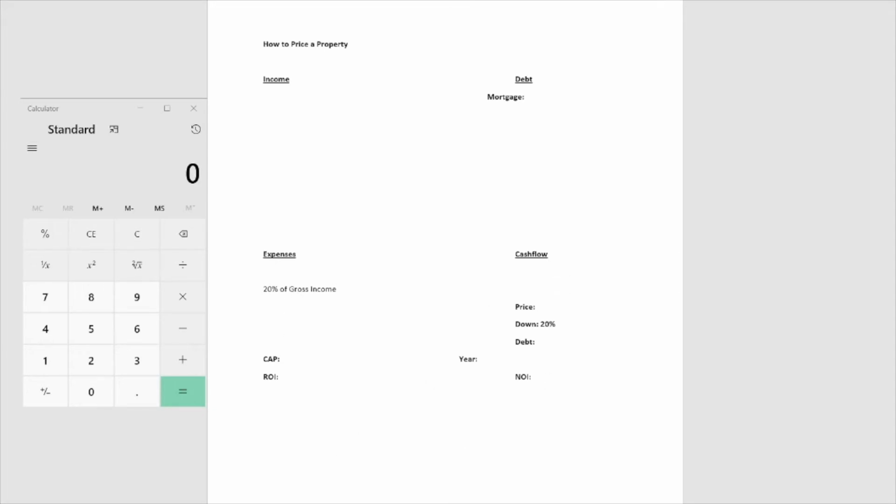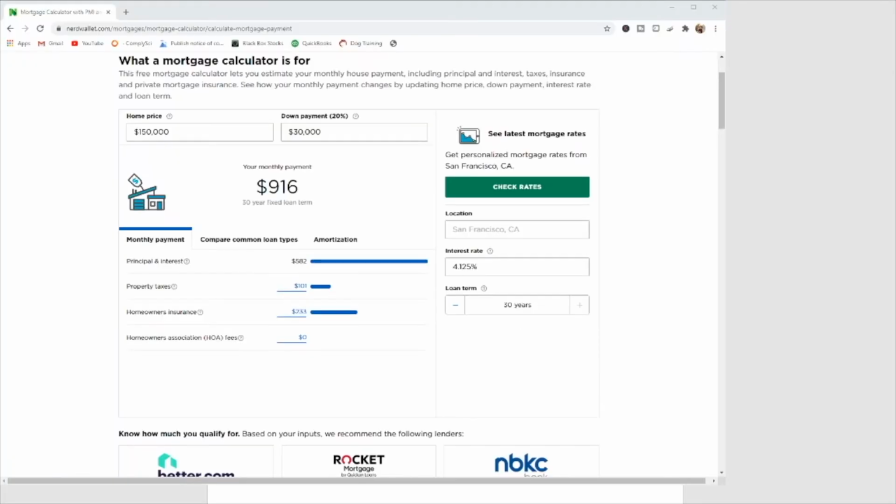What we're going to be using is a property that I actually purchased, and this right here is going to be on nerdwallet.com. It is a mortgage calculator. You're going to put in the price of the home. So in this aspect, we're using a duplex. We purchased the property for $150,000 and put $30,000 down, which is 20%. I recommend always putting 20% down if it's a rental property.